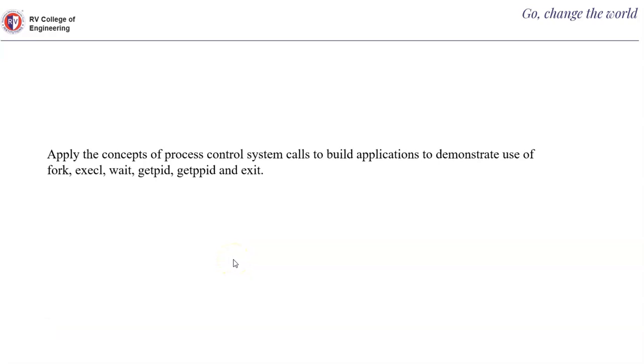Everyone. In this video, we are going to discuss your second program, which is on process control system calls such as fork, exec, wait, etc. And then we are going to discuss the concept of command line arguments. We are going to apply these concepts to build an application which demonstrates the execution of a parent and a child process. So let's begin.